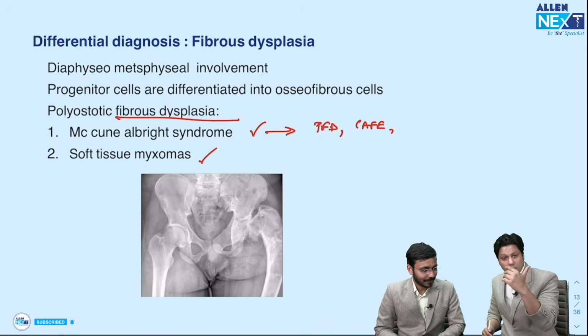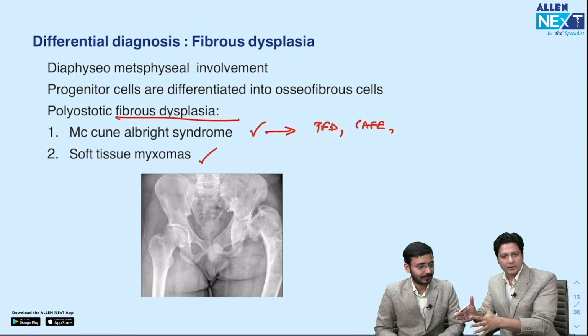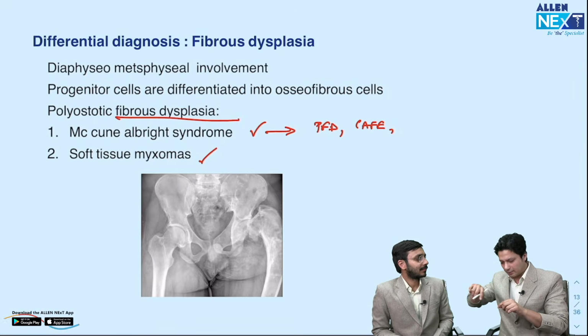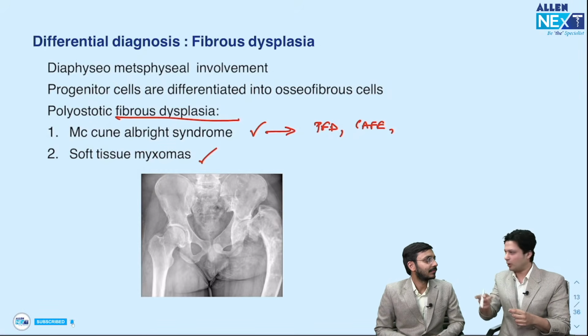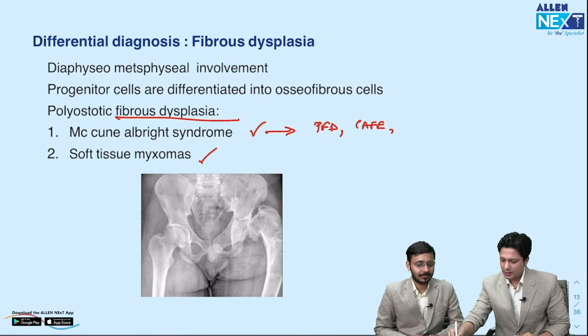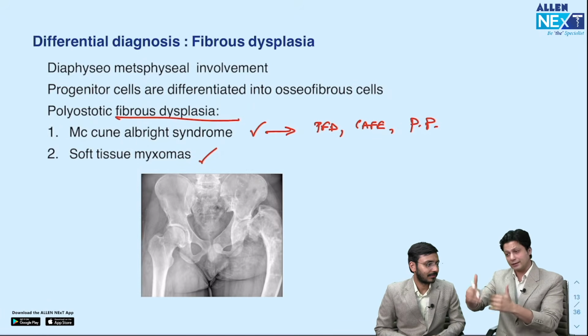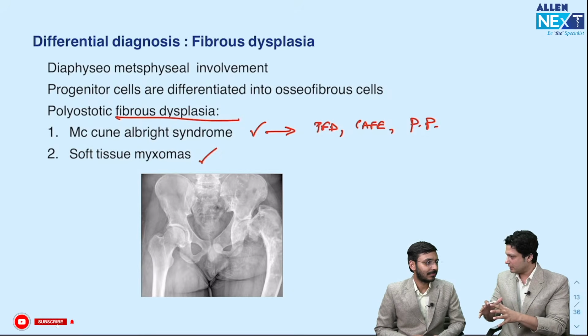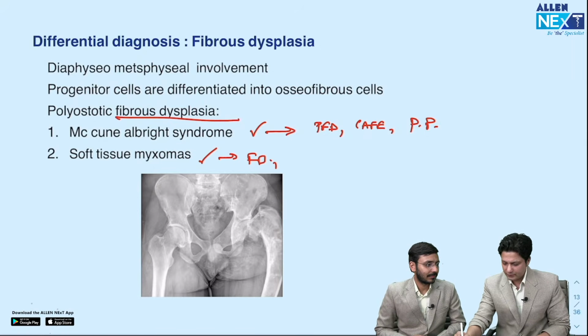One is neurofibromatosis type 1, and the other one is McCune-Albright syndrome. Now, in McCune-Albright syndrome there are irregular borders, while in neurofibromatosis type 1 they have regular borders. That is the difference we tend to know. And the third one is precocious puberty, earlier appearance of secondary sexual characteristics in females. That is McCune-Albright syndrome. And soft tissue myxoma is simply polyostotic fibrous dysplasia, as well as soft tissue myxomas.